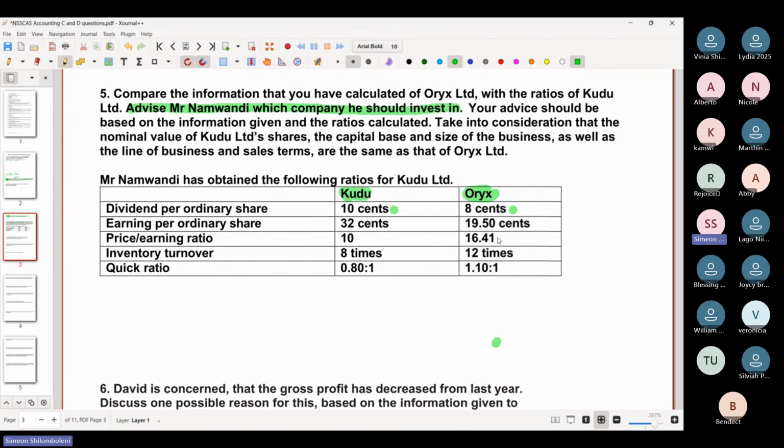What is the impact of investing in Kudu when you are only looking at ordinary share level? Can someone tell me? What is the impact? What is the implication? You are not looking at the rest of the things. You are only looking at dividend per share. Someone?